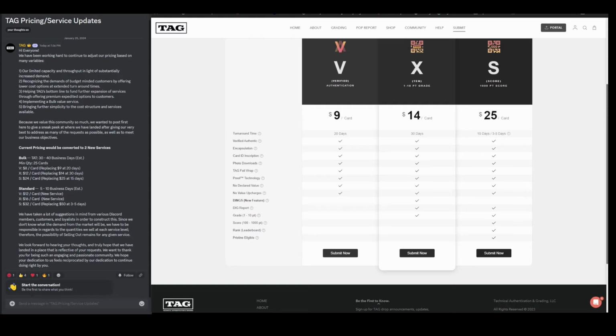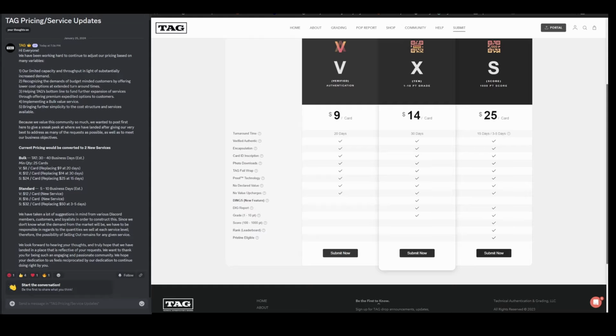So what did they actually change here? First, current prices, we're going to skip over V. That's verified. That just basically means it's slabbed authentic. Let's focus on X and S. For those that don't remember, S is the 1,000-point scale. X is their new simplified 10-point scale with a light version of the Dig report.